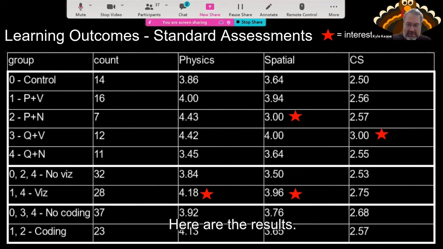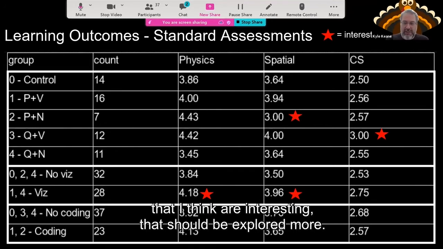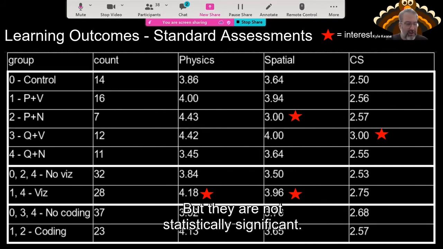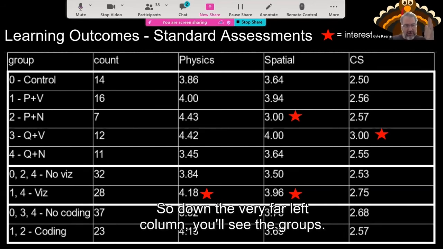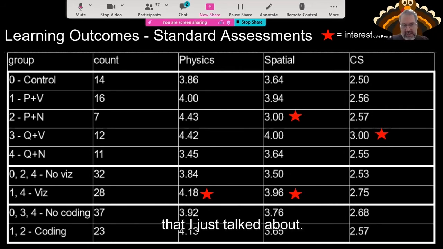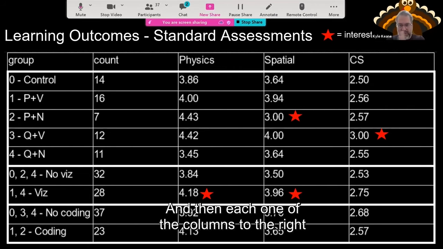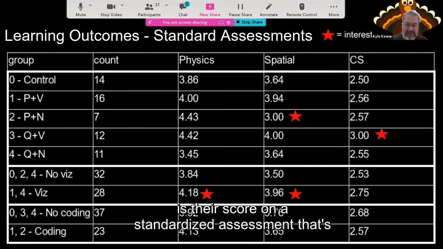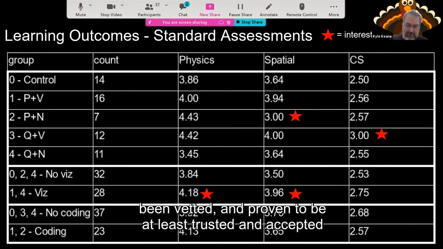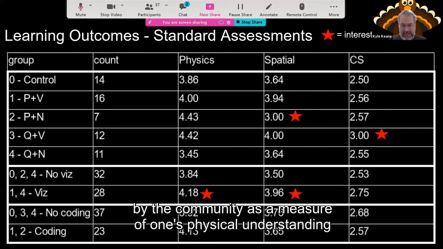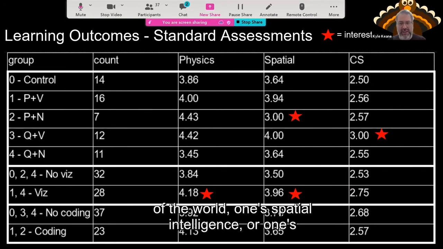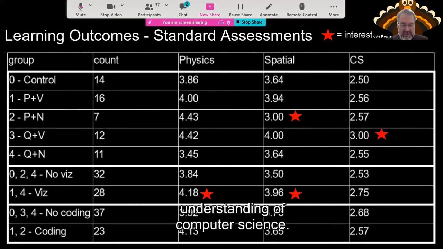Here are the results. The stars that you see here are things that I think are interesting that should be explored more, but they are not statistically significant. Down the very far left column, you'll see the groups. In the top, it's the actual conditions that I just talked about. And then each one of the columns to the right is their score on a standardized assessment that's been vetted and proven to be at least trusted and accepted by the community as a measure of one's physical understanding of the world, one's spatial intelligence, or one's understanding of computer science.